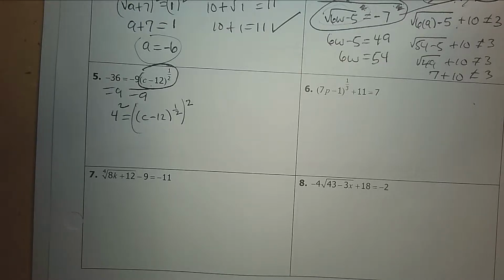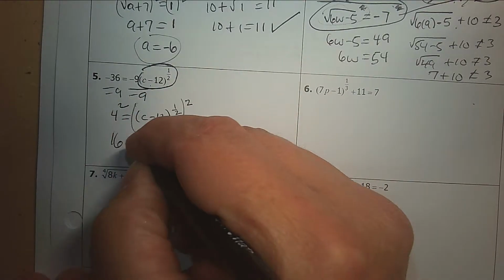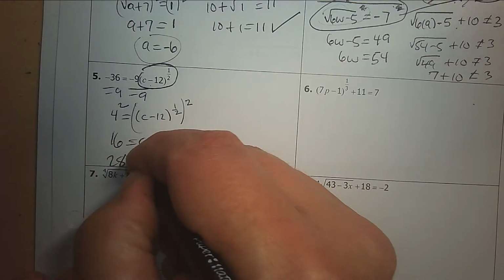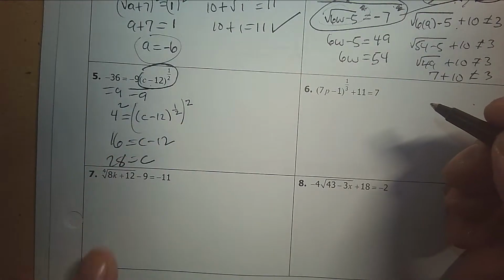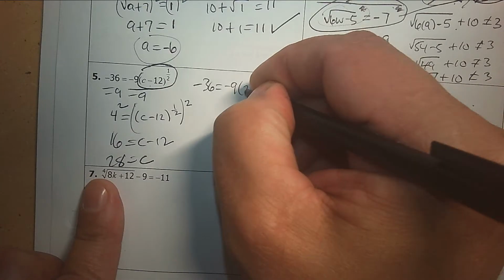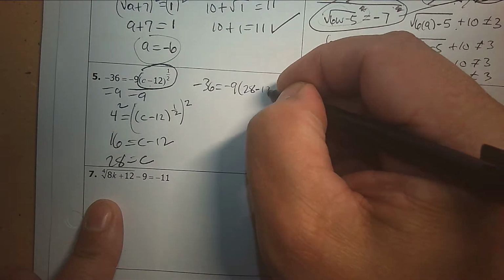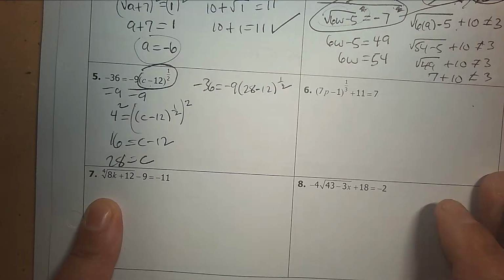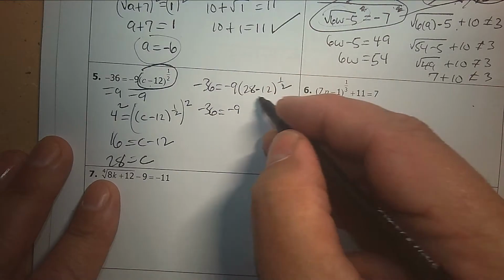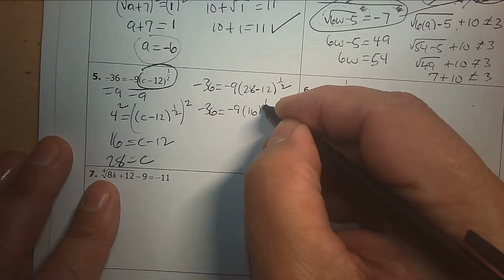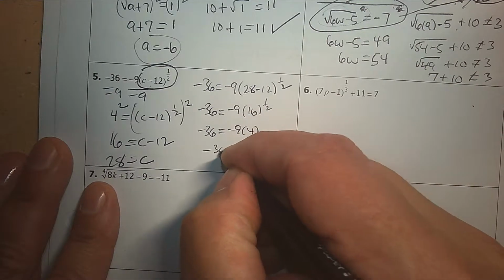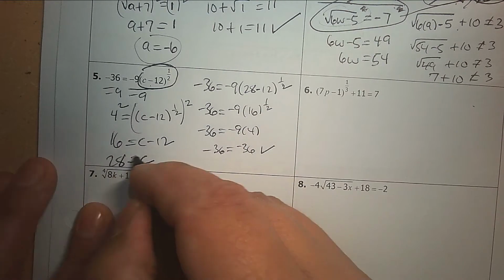So again, the reciprocal, 2. So 4 squared is 16. Then I have just c subtract 12. Obviously add 12. And what's your answer? 28. If I go back to the beginning and I put in 28, does that actually work? So the left side is negative 36. 28 take away 12 is 16. The square root of 16 is 4. Does left side equal right side? 28 is a good answer.